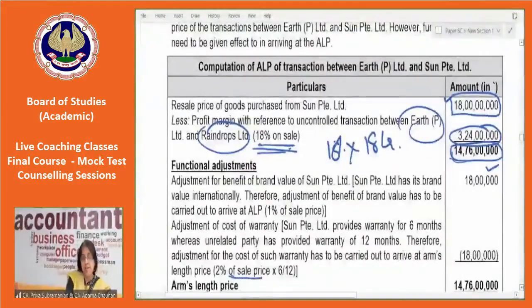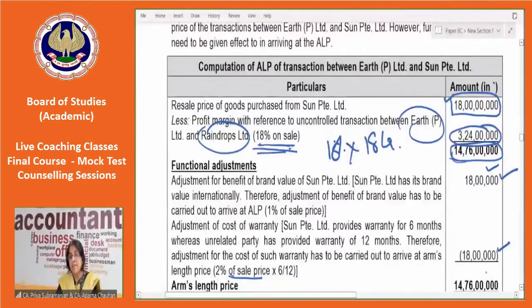2% warranty has been given as 2% of sales price into 6 by 12. That is 1% of 18 crores. You have to reduce that, so you reduce 18 lakhs. You have to add 18 lakhs for brand value because you have to pay more for that, and less for cost of warranty because Sun Private Limited is providing a lesser warranty. So relating to that, you reduce 18 lakhs.